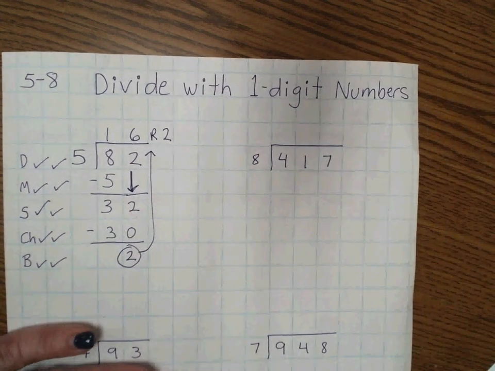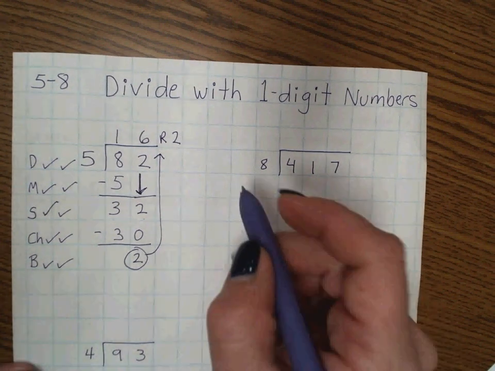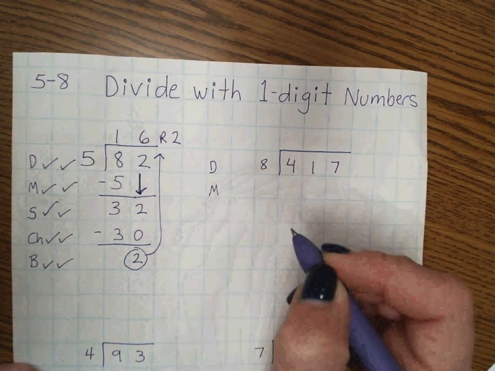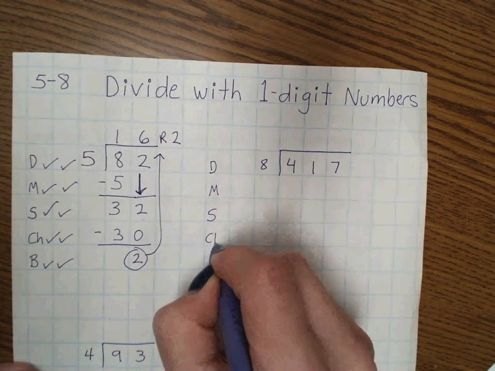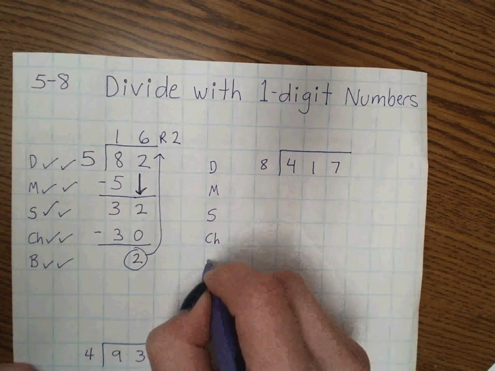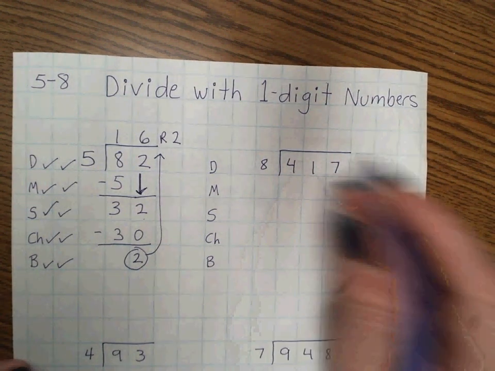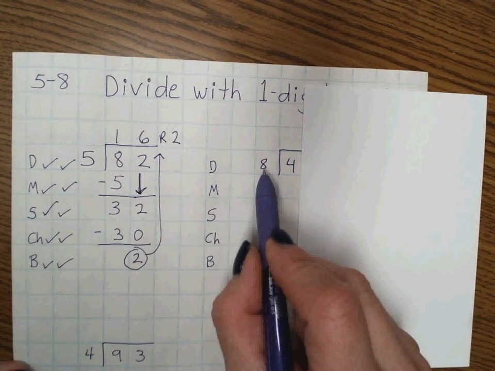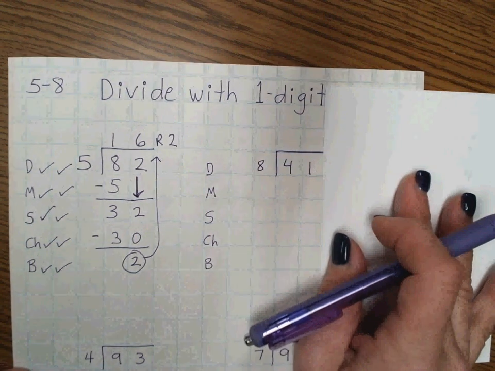Let's take a look at a 3-digit example. So again, I'm going to write my steps off to the side. Does divide, McDonald's multiply, serve subtract, cheeseburgers check, cheese, and then burgers would be the B. So first, remember we go one digit at a time. 4 is less than 8, so I need to move on to the next digit.